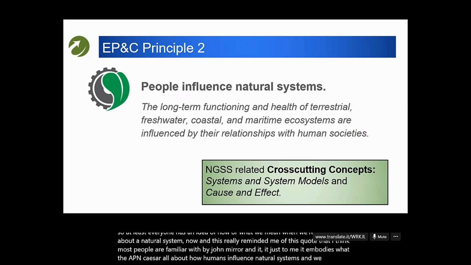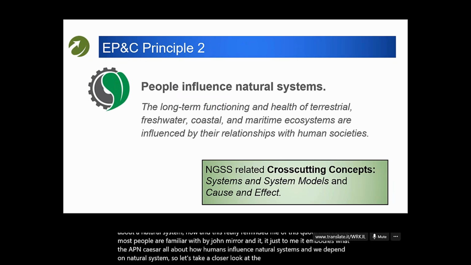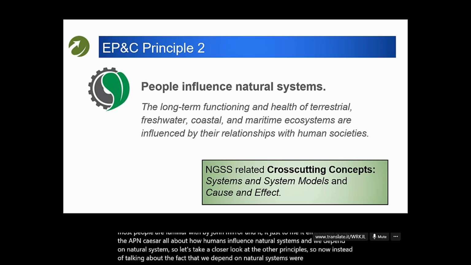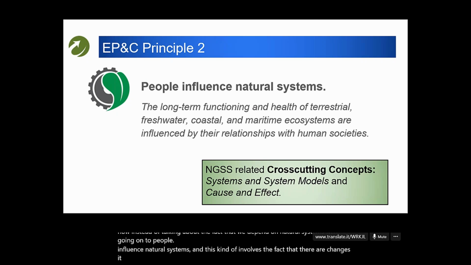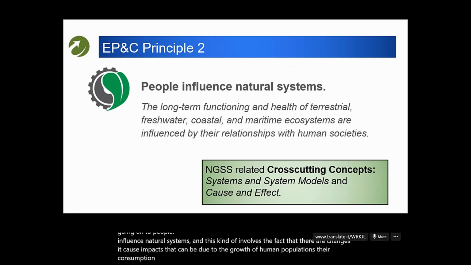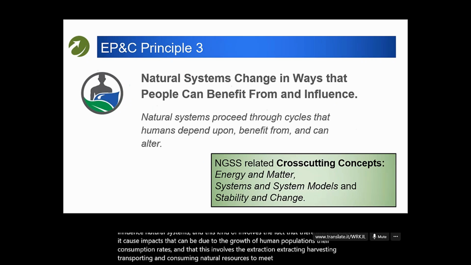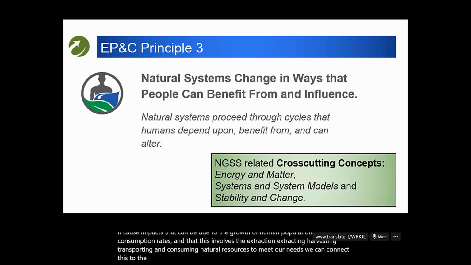So let's take a closer look at the other principles. So now, instead of talking about the fact that we depend on natural systems, we're going on to people influence natural systems. And this kind of involves the fact that there are changes that cause impacts that can be due to the growth of human populations, their consumption rates, and that this involves the extracting, harvesting, transporting, and consuming natural resources to meet our needs. We can connect this to the cross-cutting concept of cause and effect also.